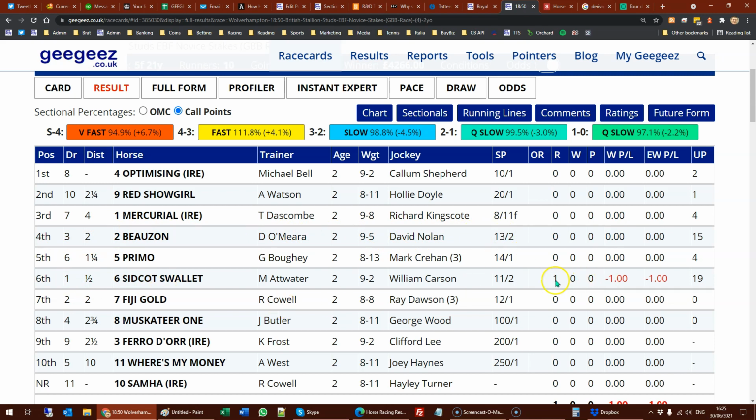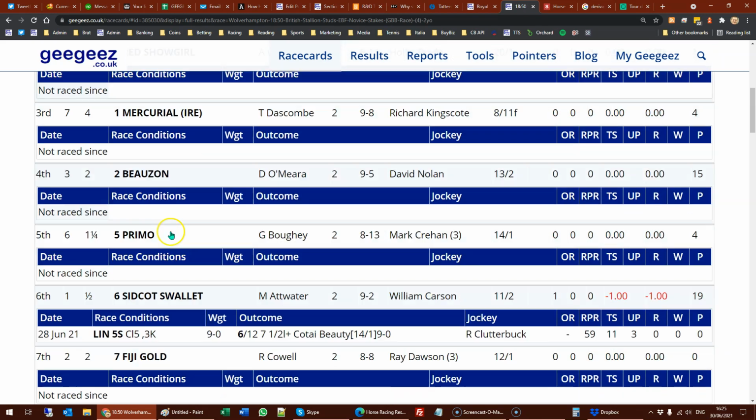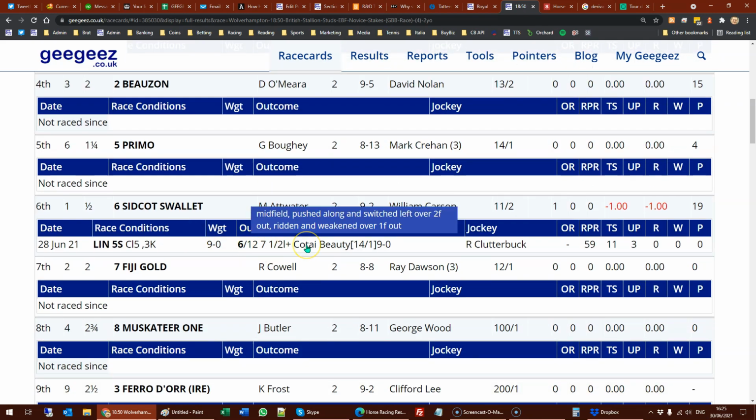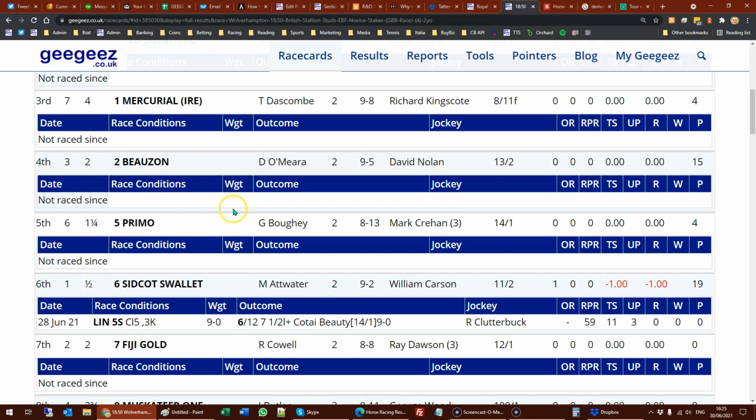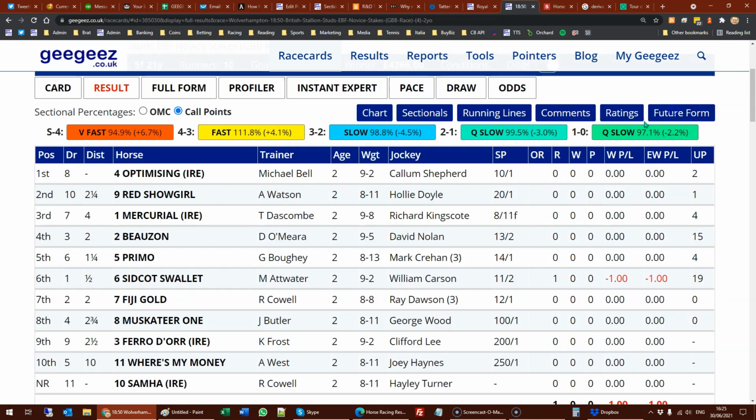Now we can see here Sidcott Swallet has actually run once since, no good. Raced midfield here, interestingly, and I think his route to the future is definitely if he can lead without any contention for that lead. So I'll probably give him another try. He'll likely be a price now as well, perhaps in nurseries. And Boson the same, definitely worth a second glance.